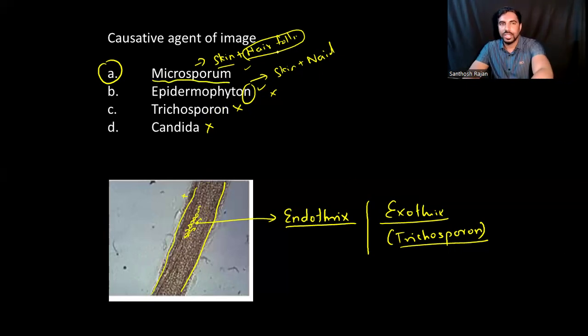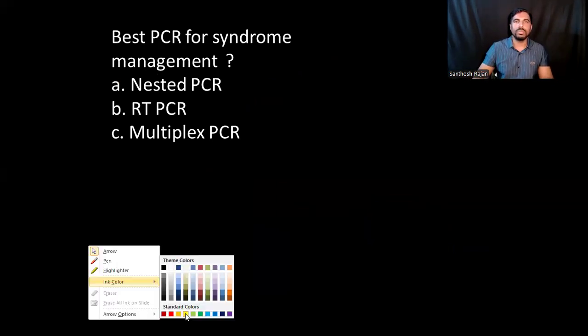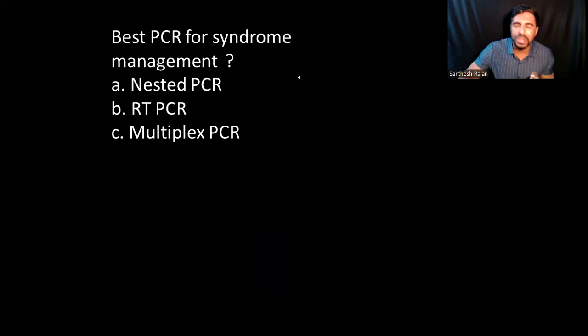Okay, that's it. Now, next, best PCR for syndromic approach. I know you might have talked more about PCR, you guys must be thorough. One is the traditional, our conventional PCR, which I think was option D, someone told me.